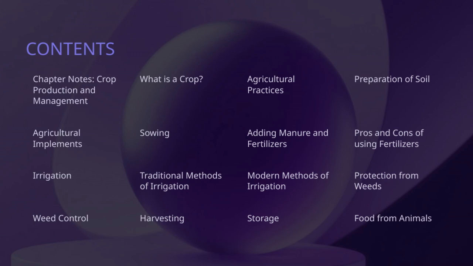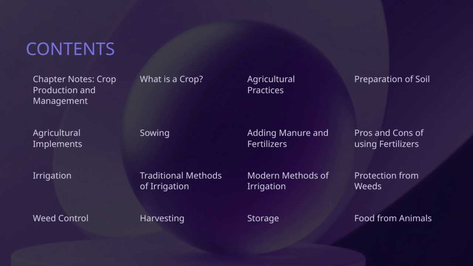Adding manure and fertilizers enriches the soil naturally and artificially, providing essential nutrients for better crop growth. Agricultural practices encompass all the techniques and methods used in farming, from sowing to harvesting, which ensure productivity and sustainability. Harvesting is the final step, where crops are gathered at the right time to maximize quality and yield. Understanding what is a crop helps us grasp the importance of selecting suitable plants for specific environments. Agricultural implements, like plows and harvesters, are tools that make farming more efficient and less labor-intensive.